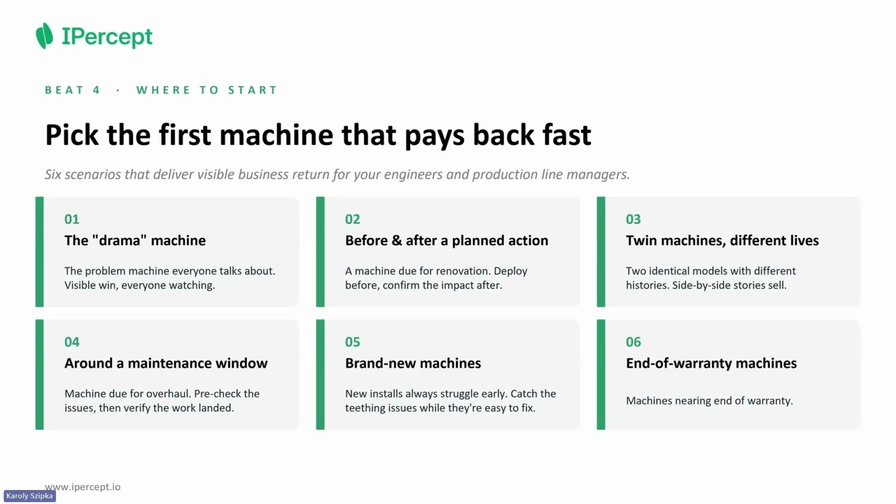So starting up on a new machine can really help to organize the relationship between end user and machine supplier based on data and facts. And that also relates to the sixth one, to machines which are close to the end of the warranty, to help this conversation.